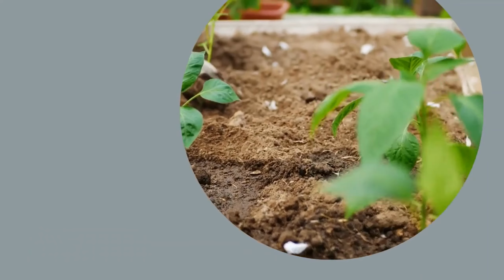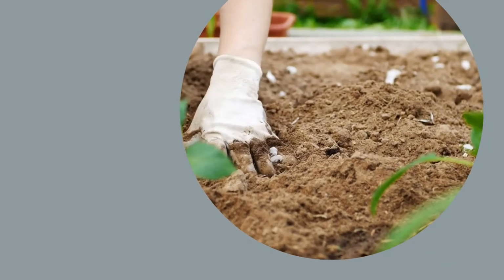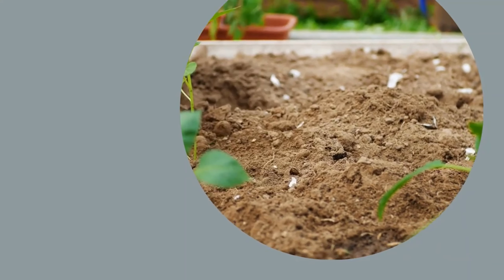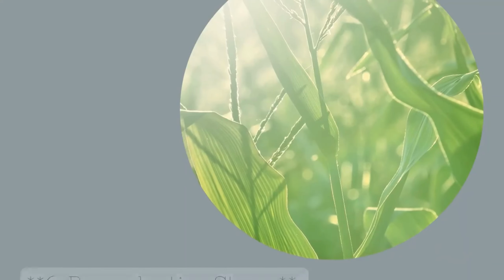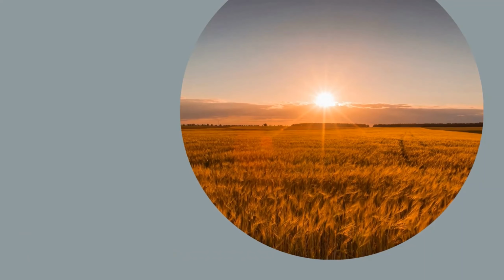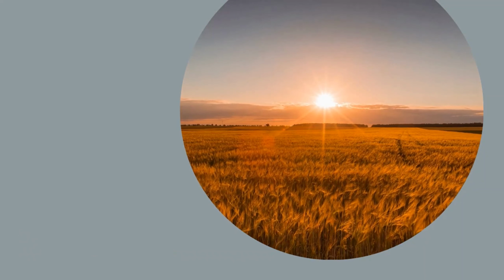For planting and germination, provide step-by-step instructions on planting corn seeds, including proper seed depth, spacing, and soil preparation. Highlight the germination process and the emergence of the first seedlings.